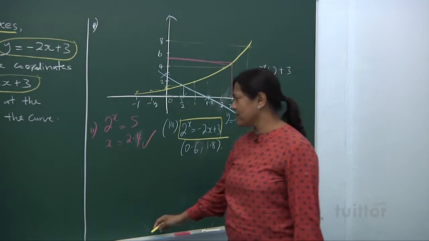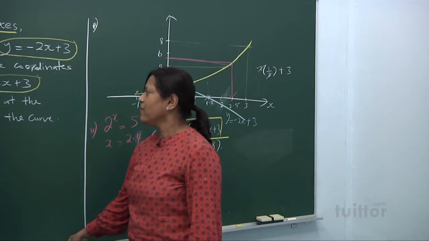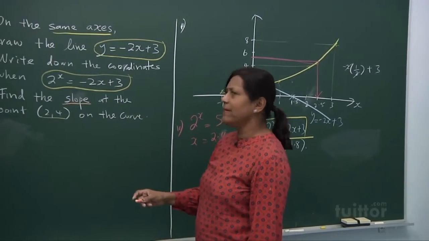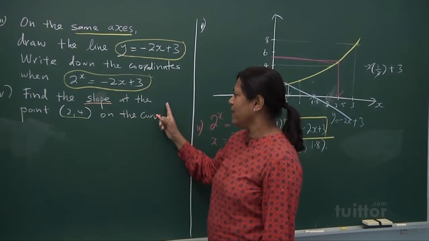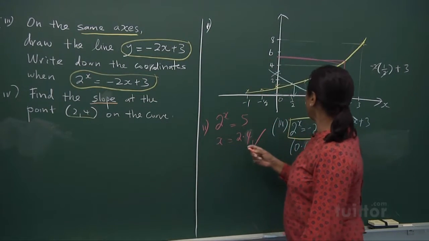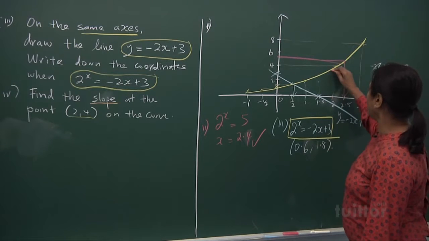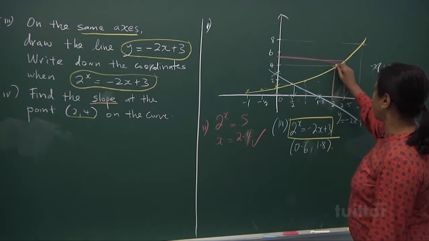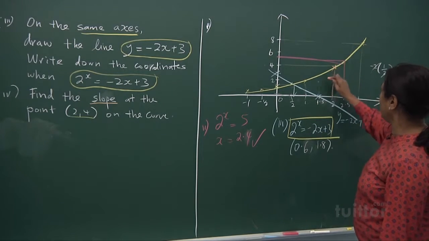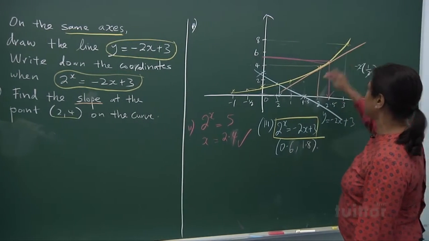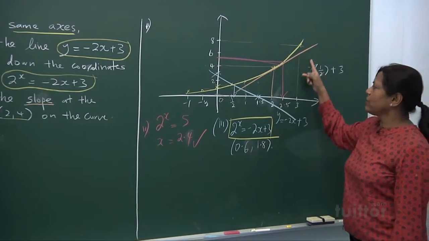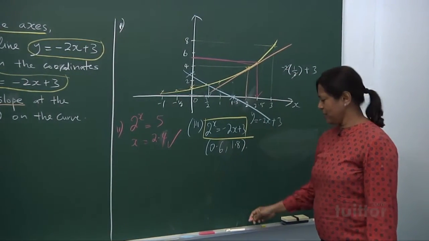Now the next part of the sum, we look at it, find the slope. What is another word for slope? Gradient. That's what they're asking you to find, at the point 2, 4 on the curve. So when x is 2, y is 4. What is the gradient at this point? All you need to do is draw a tangent. And that's your tangent.